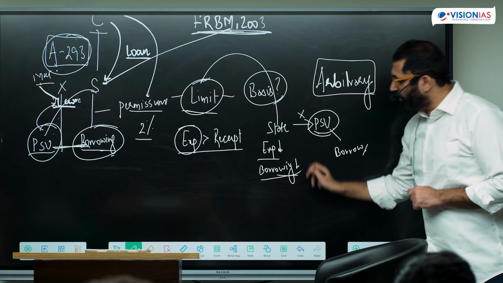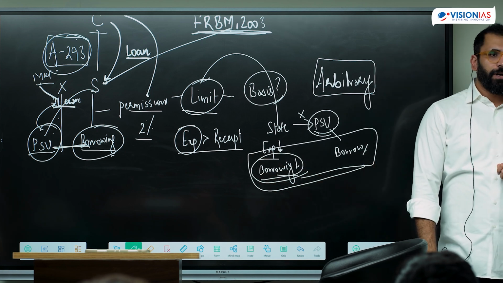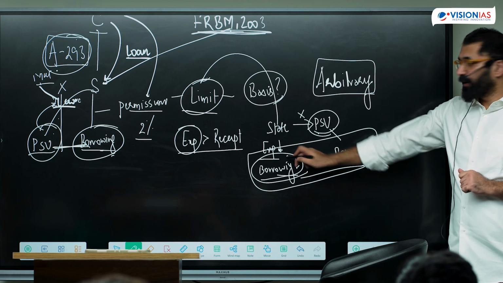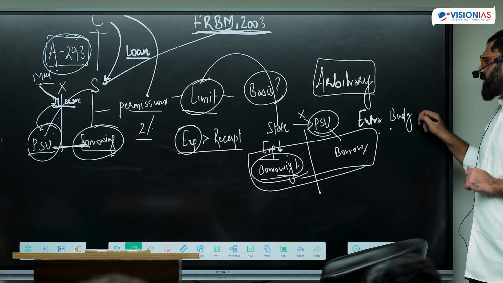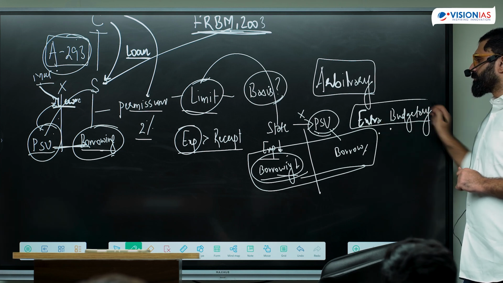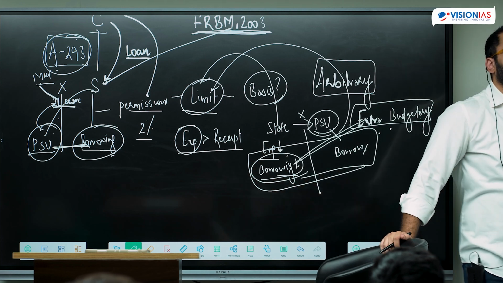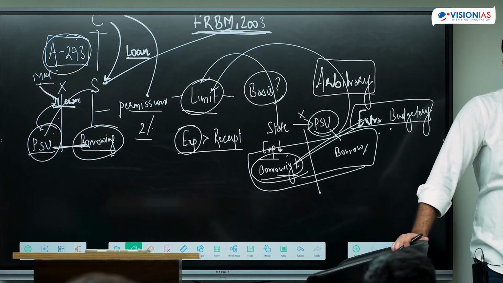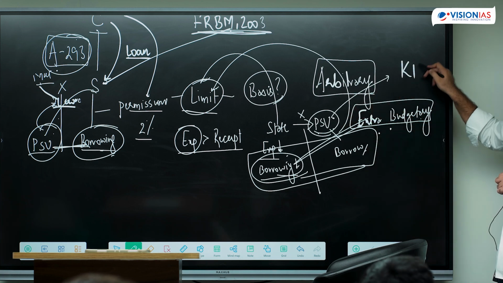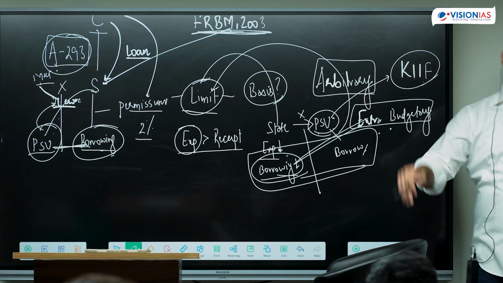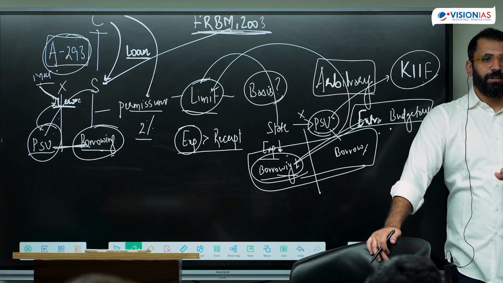So the limit does not apply on this borrowing alone, the limit will apply on total borrowing. Your own borrowing plus the extra budgetary borrowing which you have done, both of them will have to comply with the limit. This is where the Kerala government faced significant issues, because they were using a particular PSU, the Kerala Infrastructure Investment Fund. They were using this organization to breach the limit.